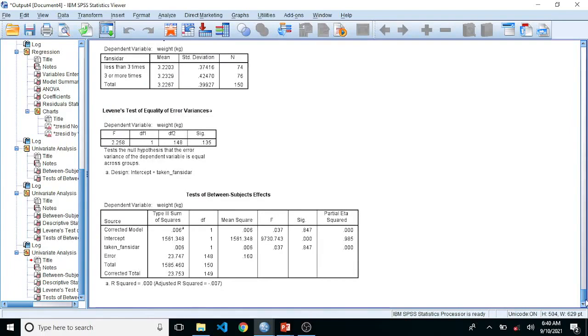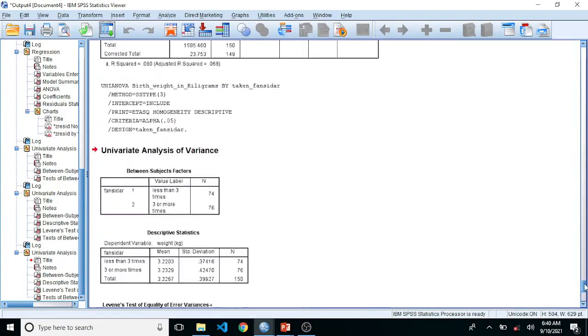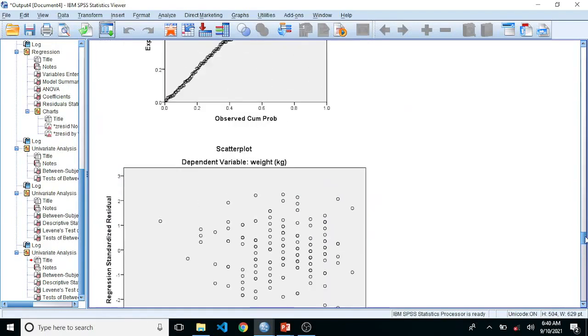Well, I hope and believe, pray that you have significance in your own data set.